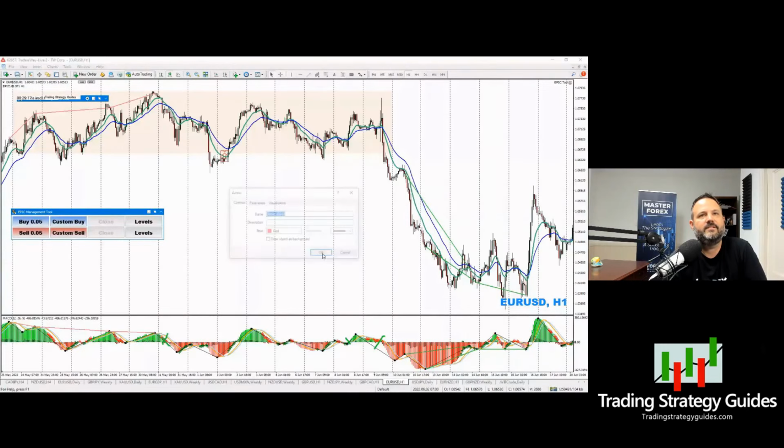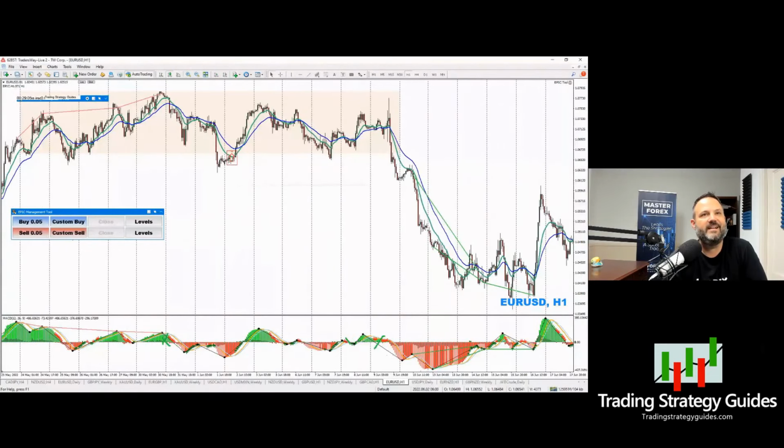Arrow properties. I don't know how to make the arrow bigger. Can I make the arrow bigger? A little bit.